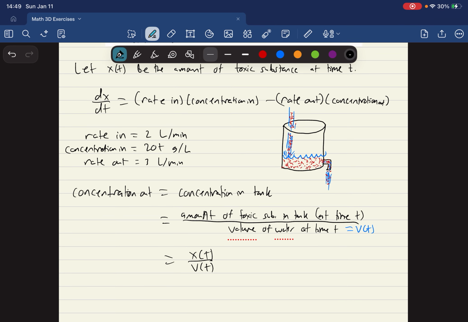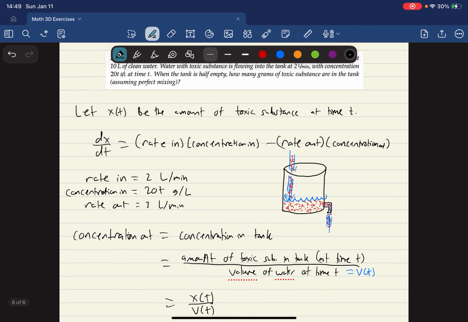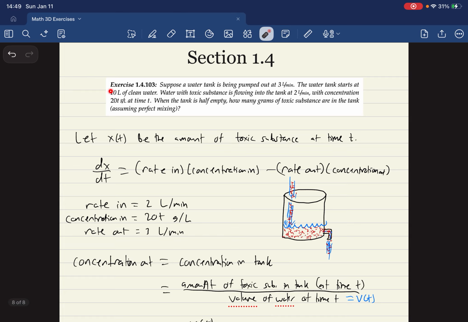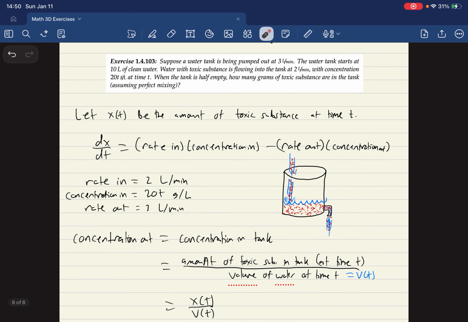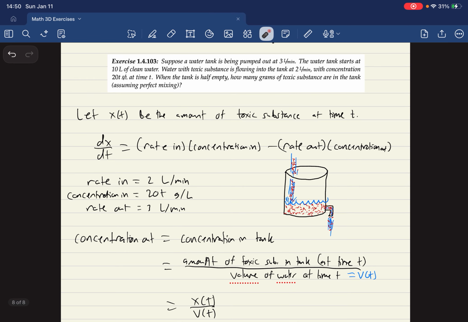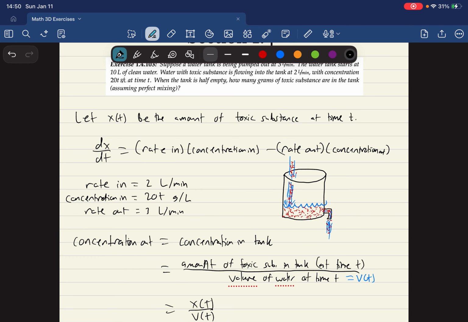Okay. So initially, we were given that the volume of water inside the tank was 10 liters, okay? So initially we had 10 liters of water. But because we're flowing in water and pumping it out at the same time, we have to correct for the difference in water that has been overall net added or net subtracted after our unit of time, t minutes.